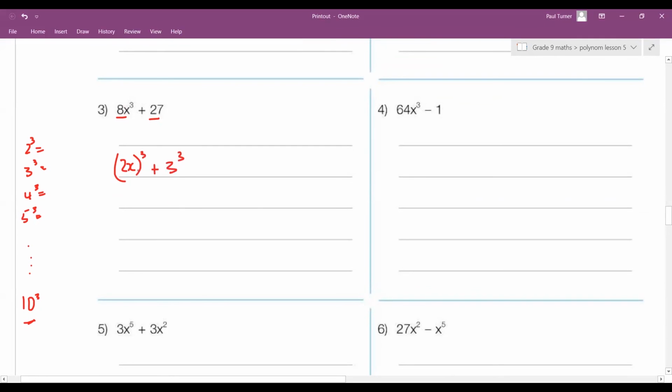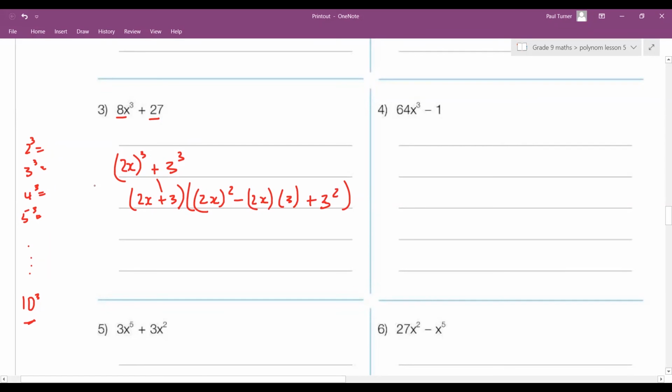So we see we have the next step, which is the formula. So 2x plus 3, so same sign here. Then we've got 2x squared, then we change to negative. So then you got 2x times 3 plus 3 squared.